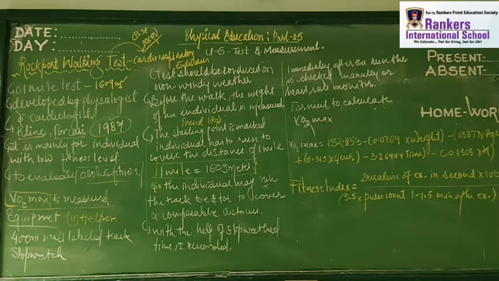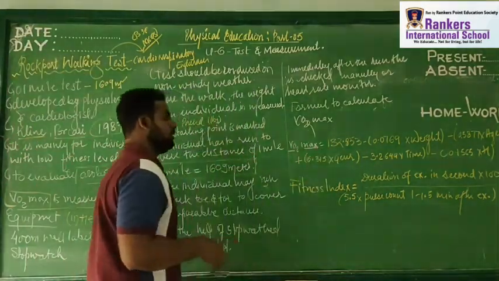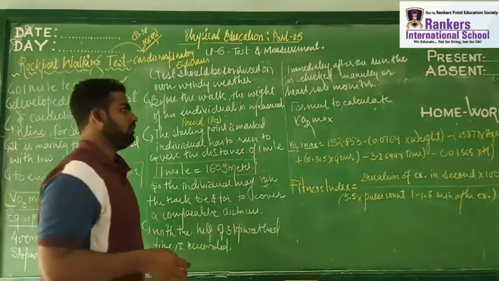Next thing is to determine the maximum cardiorespiratory ability. Now how will we measure the cardiorespiratory ability? As you can see here on the board, we have written something there. Can you see that? All right. So what is the formula and how will we calculate? The VO2 max is the maximum amount of oxygen inhaled during the exercise.